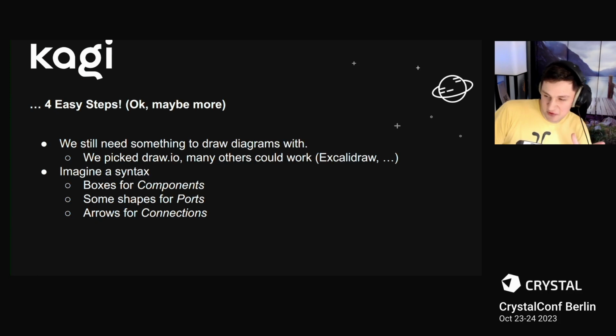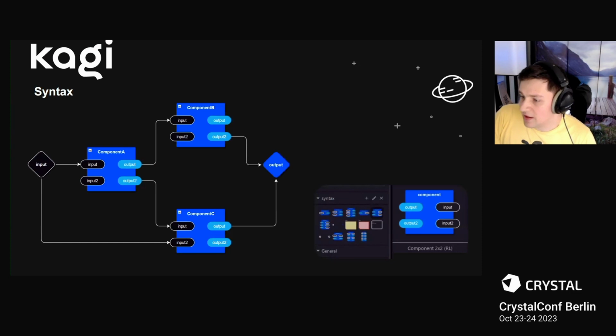Okay, so there's a few more steps. We still need something to draw diagrams with. We picked draw.io, or app.diagrams.net is the full domain, but there's a bunch of tools you could use like Excalidraw and so on. And then we need to agree on some kind of syntax for the diagram, which should be boxes for components, some kind of shapes for the ports, arrows for connections. And here's the syntax that we designed, so you have the boxes that represent components with the ports on them, and diamonds that represent higher level inputs and outputs of the system.